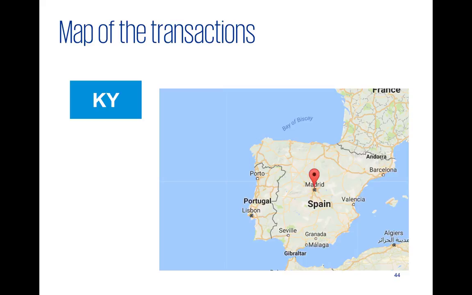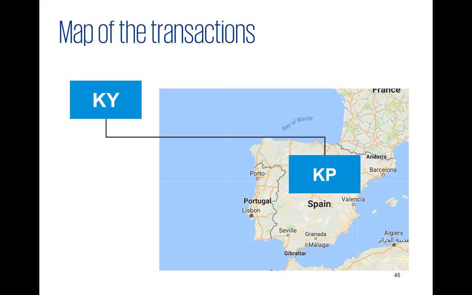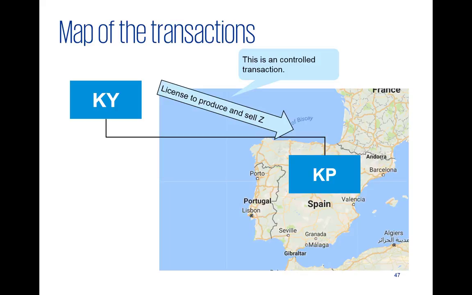Start off with KY, which is over in the US. And in this particular example, they're going to license the drug to their subsidiary, since it's owned by them. You can see the lines attaching it, in Spain, for the rights to produce and sell this drug Z in Spain for the treatment of bad breath. So that is our controlled transaction. That's what we need to come up with a price for. What should the license fee be, or the royalty rate for that?